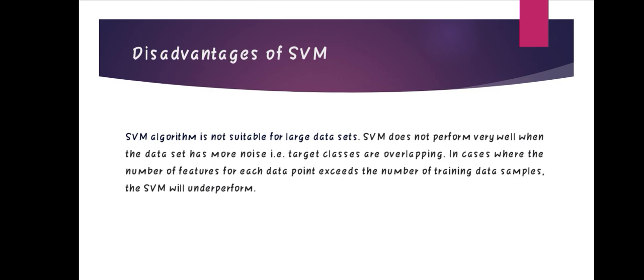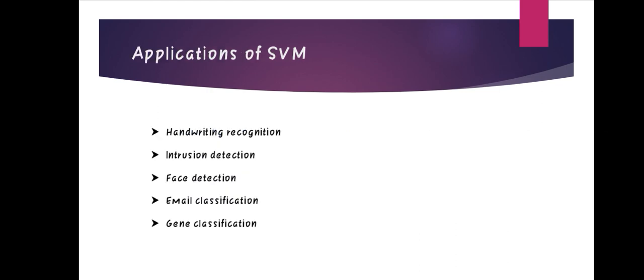Disadvantages of SVM. SVM algorithm is not suitable for large datasets. It does not perform very well when the dataset has more noise, for example, when target classes are overlapping. In cases where the number of features for each data point exceeds the number of training data samples, the SVM will underperform. Applications of SVM: handwriting recognition, intrusion detection, face detection, email classification, gene classification.